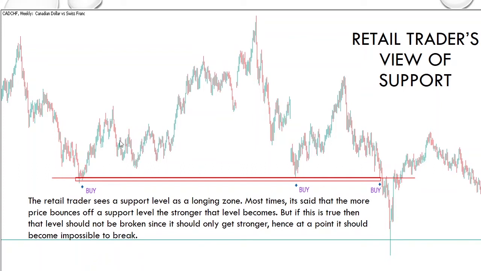Now I'll tell you what. If that were to be true, then a support or resistance level should never be broken, because if it has been tested once, twice, then a third time, it should forever go on. It should not be broken. If the more price tested that area, the stronger it becomes, then at the end of the day it should be as strong as concrete. It should get stronger and stronger. But as you well know, that is not the case.